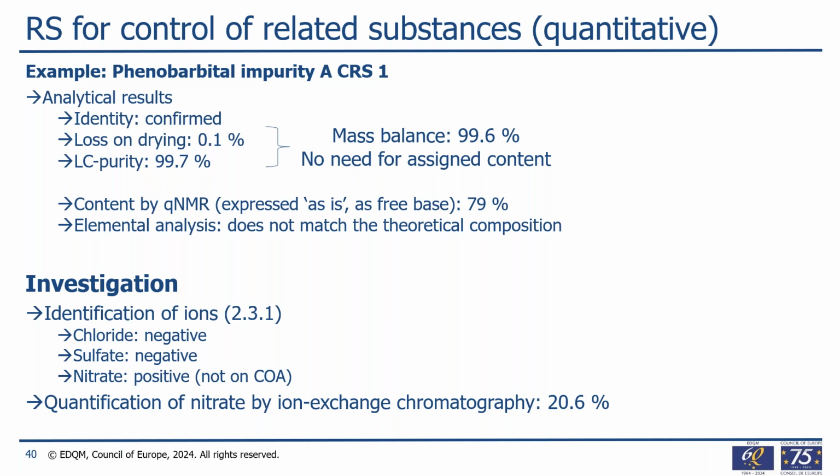So this refers back to my comment earlier that we are not always able to find material which is properly characterized by the supplier. We then quantified the amount of nitrate ion by ion exchange chromatography, which was 20.6%, which corresponds to this being present as the counter ion. So in the end, we did not assign a content, but we assigned a stoichiometric conversion factor.